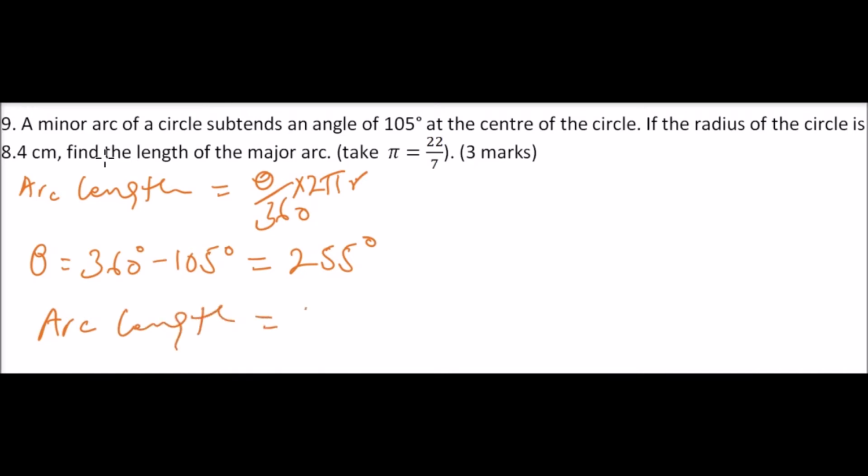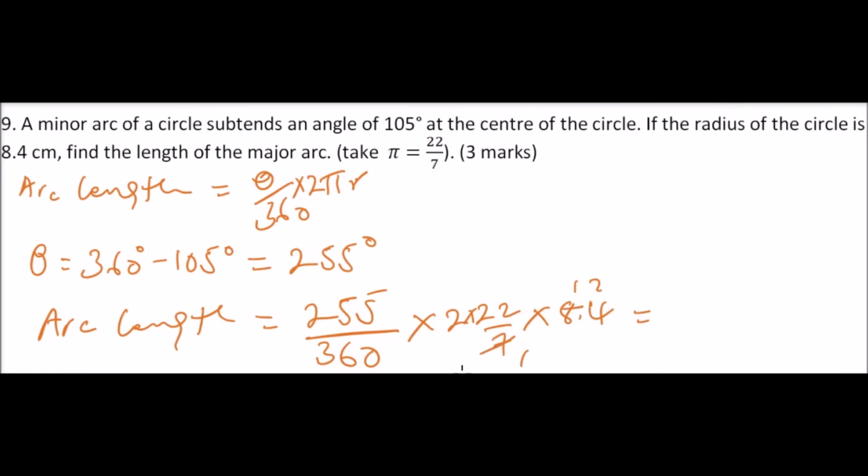is equal to 255 divided by 360 multiplied by 2 pi. You are told to use 22 over 7. So 2 multiplied by 22 over 7 multiplied by 8.4, and you can simplify. For example, by 7 is 1, and using your calculator you multiply, you get 37.4 centimeters. So that is the length of the major arc, and that's how you do that question.